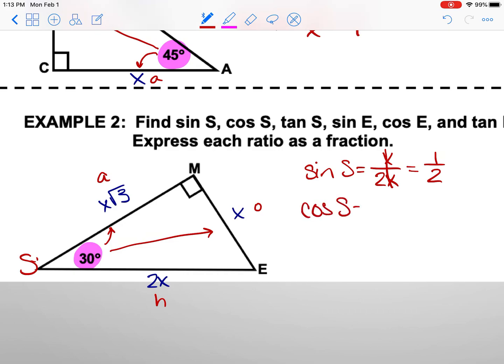Cosine of S is A over H. So x square root of 3 over 2x. Your x's cancel each other out, leaves you with square root of 3 over 2. It's fine to have a radical in your numerator.